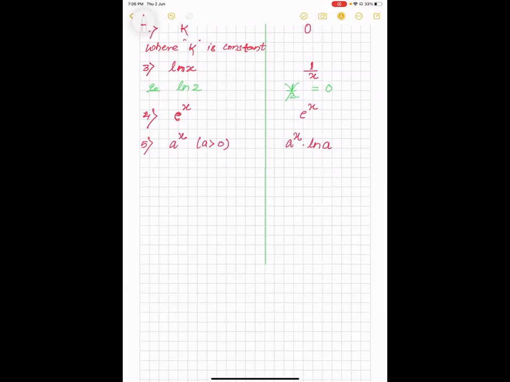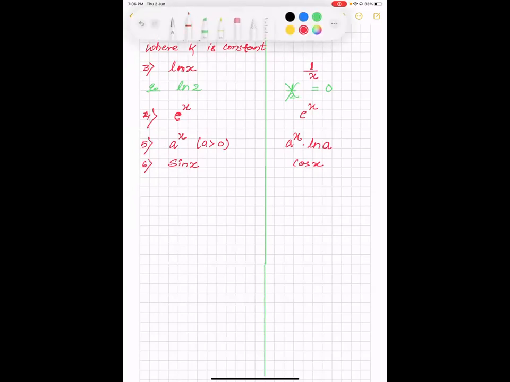Likewise, let's take some examples of trigonometric functions now. The derivative of sine x is cos x. And in this case, again, if I ask you what is the derivative of sine 30, don't say the answer is cos 30. Sine 30 has a fixed value, so the answer needs to be 0. Very important to note that. We have the formula for the derivative of cos x, which is negative sine x.